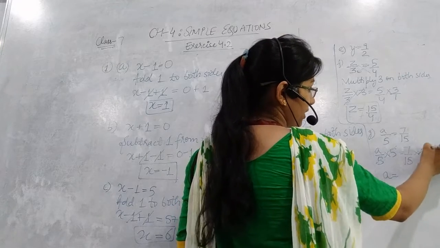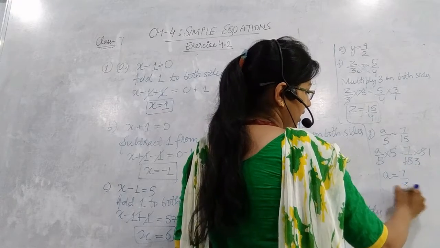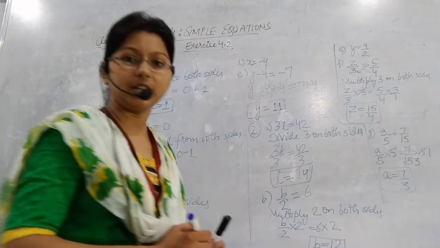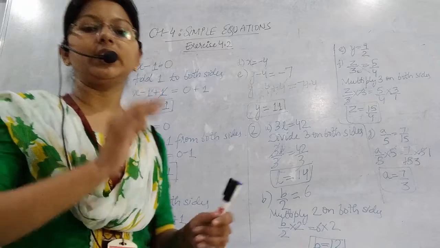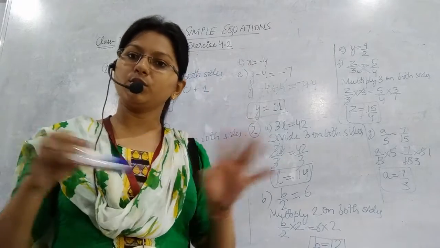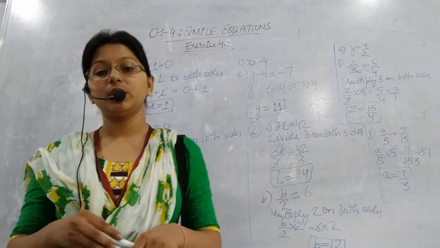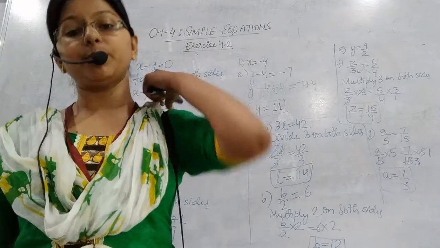This is also being cancelled. 5 1s are 5, 5 3s are 15. So we will get a is equal to 7 by 3. Now coming to the h part, 20t is equal to minus 10. So divide 20 on both sides. T is equal to minus 10 by 20, which will be equal to minus 1 by 2.